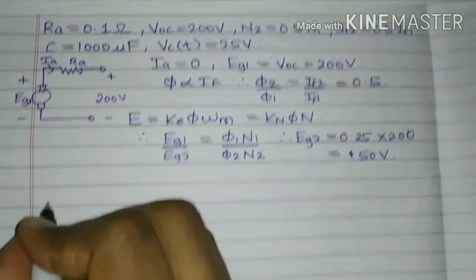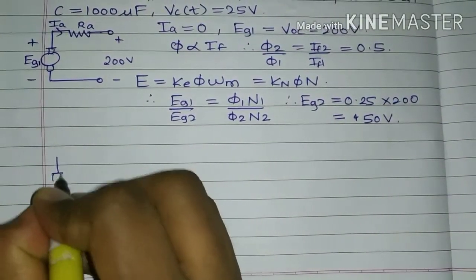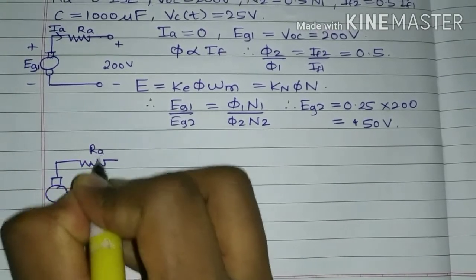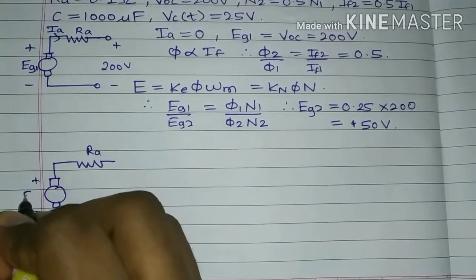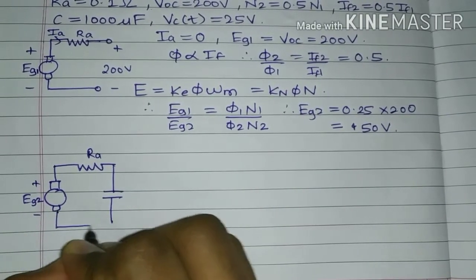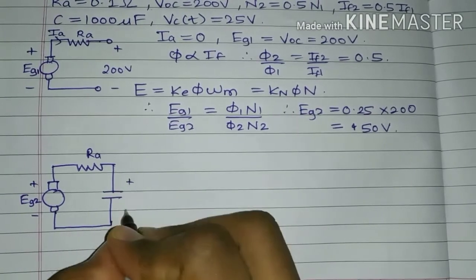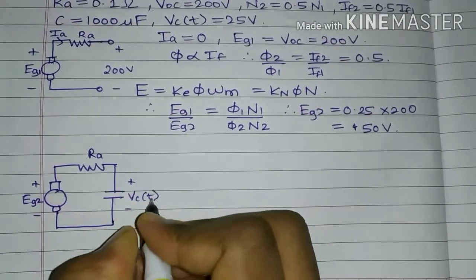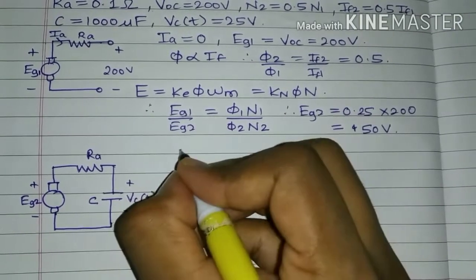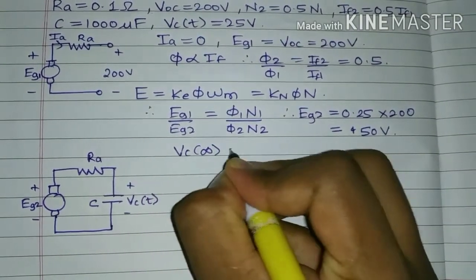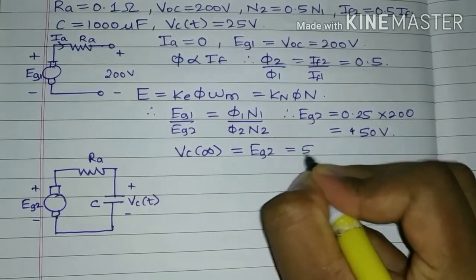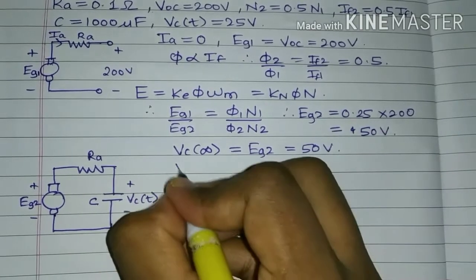Now let me draw the armature circuit of DC generator once again, but this time across the terminals there will be a capacitor connected. This is plus minus Eg2, and over here is the capacitor, and the voltage across the capacitor is Vc of t. So Vc of infinity will be equal to Eg2, since the capacitor will get charged up to the source voltage, which is equal to 50 volts.